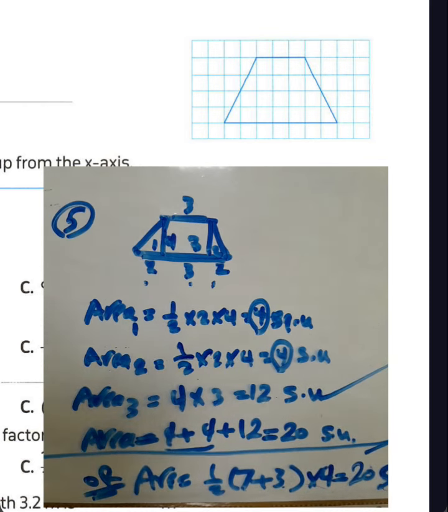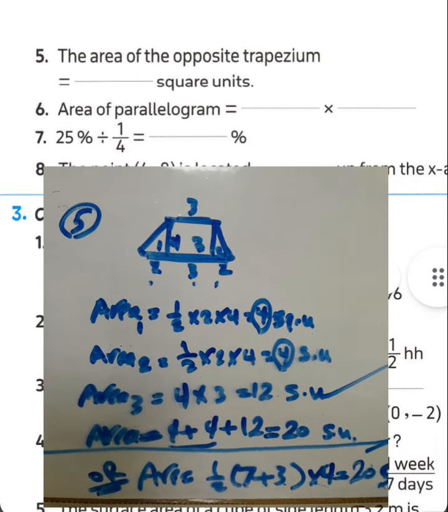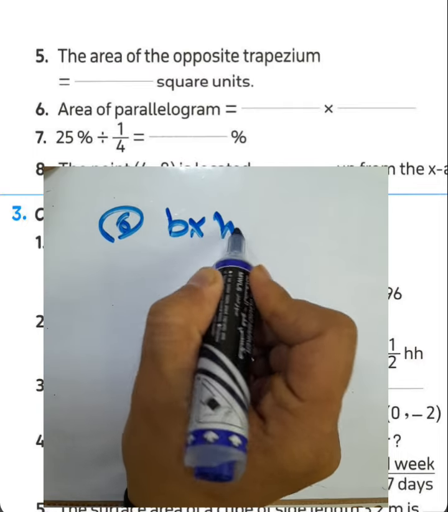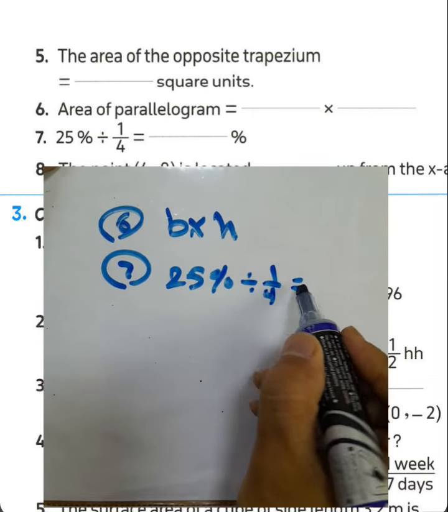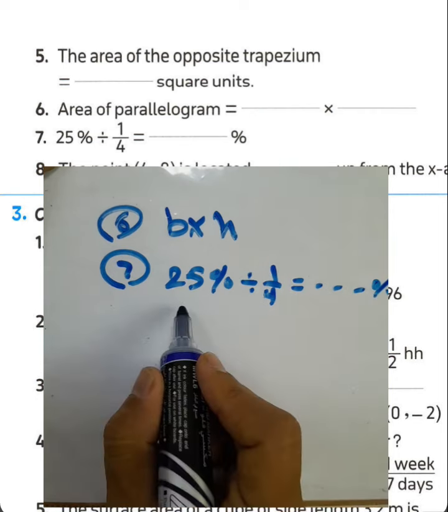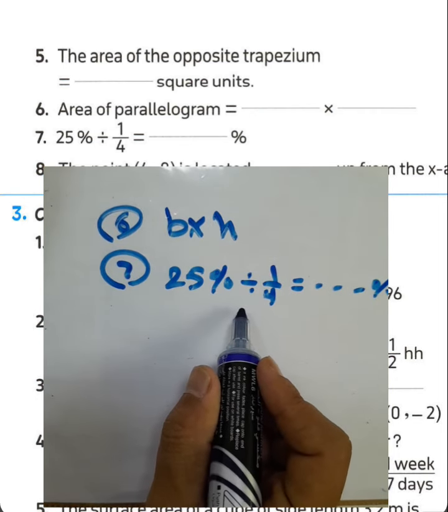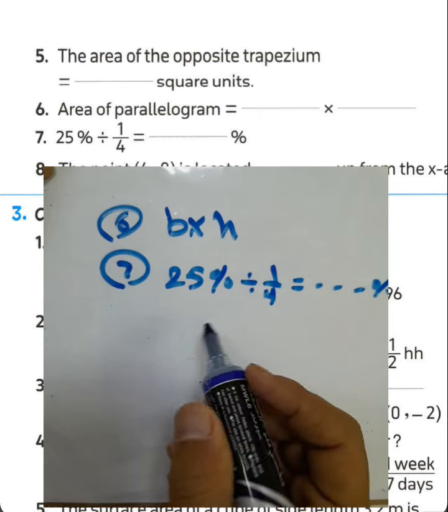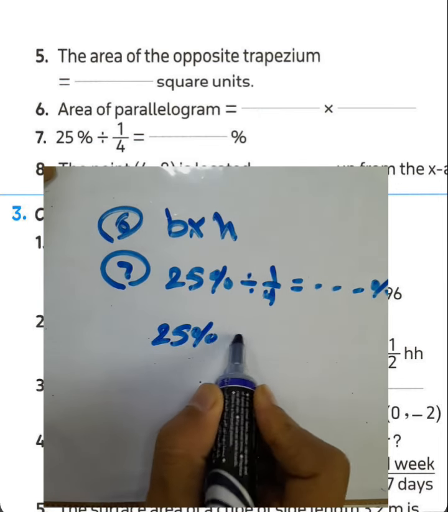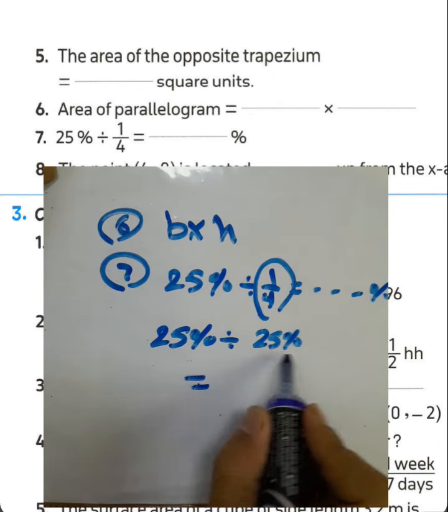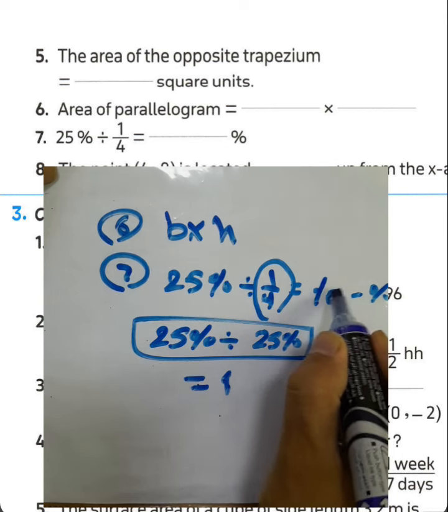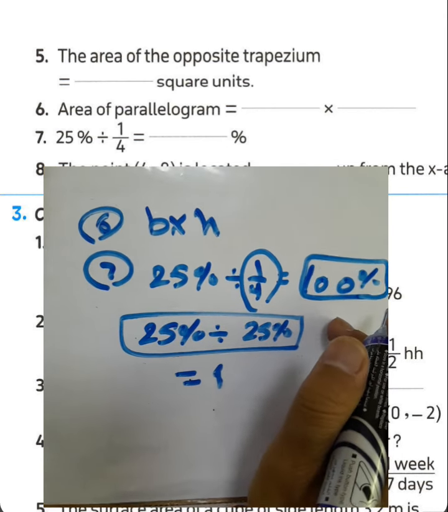Okay. Next example, area of parallelogram. The area of parallelogram equals base times height. Question number 7. 25% divided by a fourth equals what percent? 25% divided by a fourth. Dividing by a fourth, it means itself, because a fourth equals 25%. If we divide them, the result will be 1, and 1 equals 100%. Write 100 here in the space.